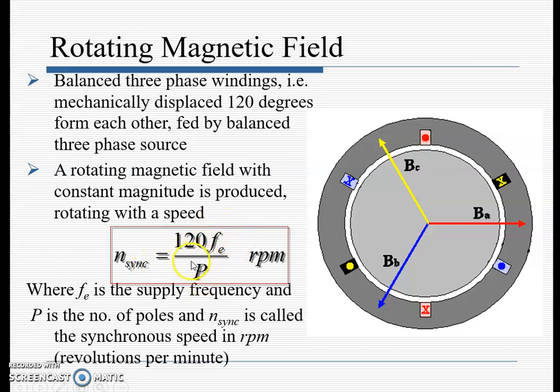Here F is the frequency and P is the number of poles of the induction motor. These poles are always an even number, maybe 2, 4, 6, 8 and so on. And F is the frequency, the normal frequency we have used here as 50 Hertz. So this is the synchronous speed that occurs in the induction motor due to its construction and the three-phase supply given to it. The unit for this synchronous speed is RPM, rotations per minute, or you can also say revolutions per minute.